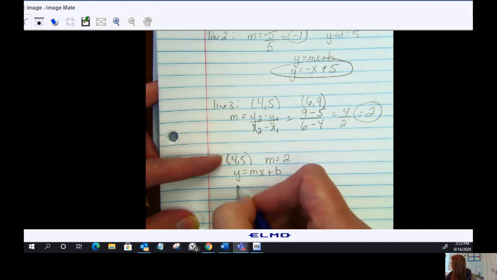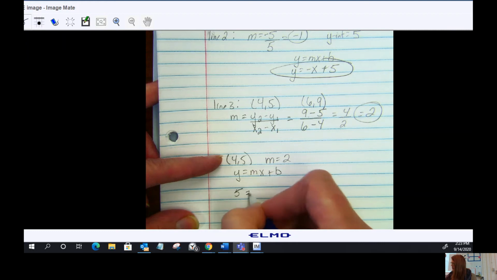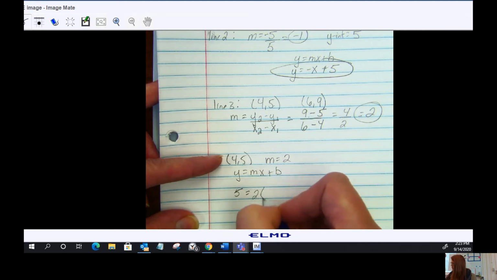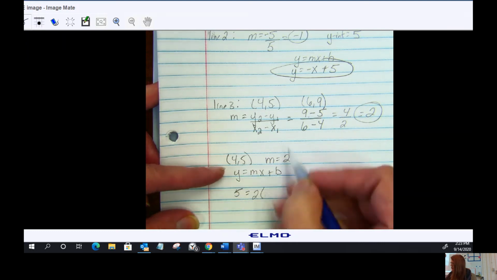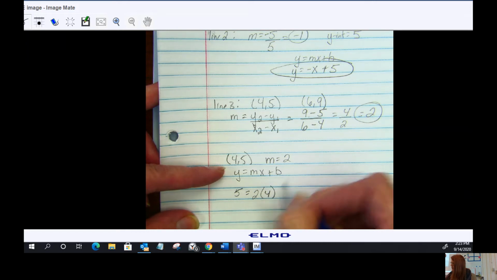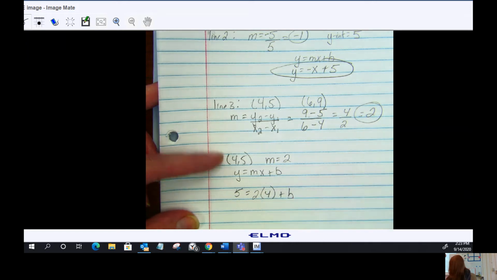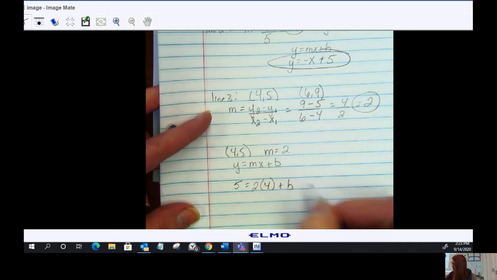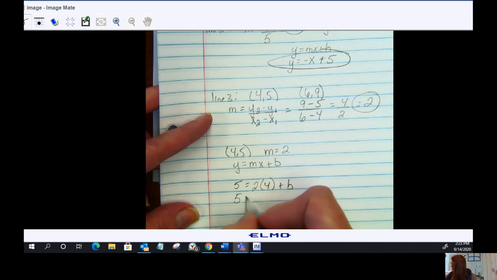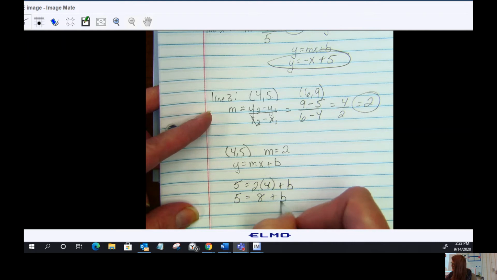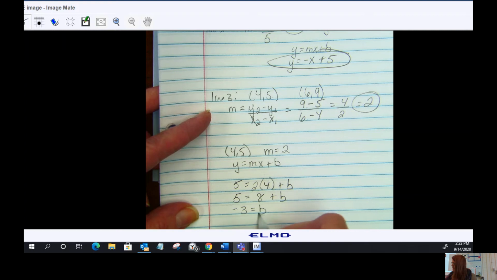So my y is 5 equals my slope, which is 2, my x, which is 4, plus b. B is the unknown. If I'm down to one variable, I could solve for that. Simplify. 5 equals 2 times 4 is 8 plus b. We'll subtract 8 from both sides. 5 minus 8 is a negative 3 equals b. And again, remember, this is your y-intercept.